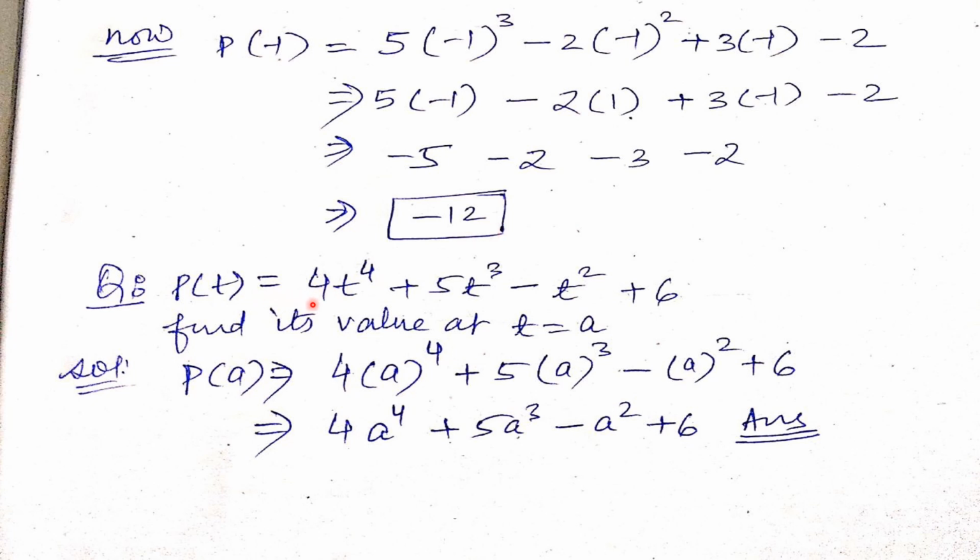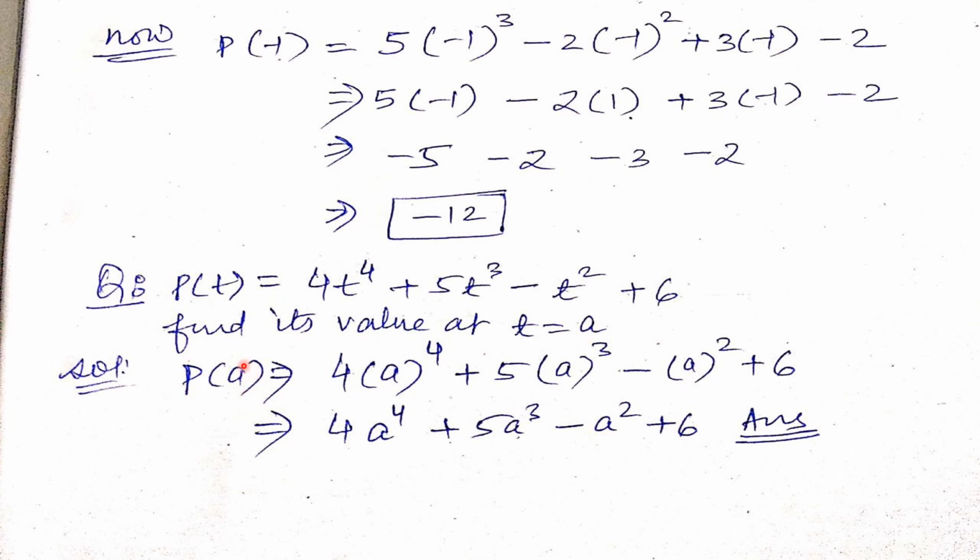A polynomial 4t power 4 plus 5t power 3 minus t square plus 6. I call it p bracket t. Why p bracket t? Because the variable used is t. Got it? Now, the question is find its value at t equal to a. No problem. It wants you to find the value at a. Find p(a). What do you have to do?